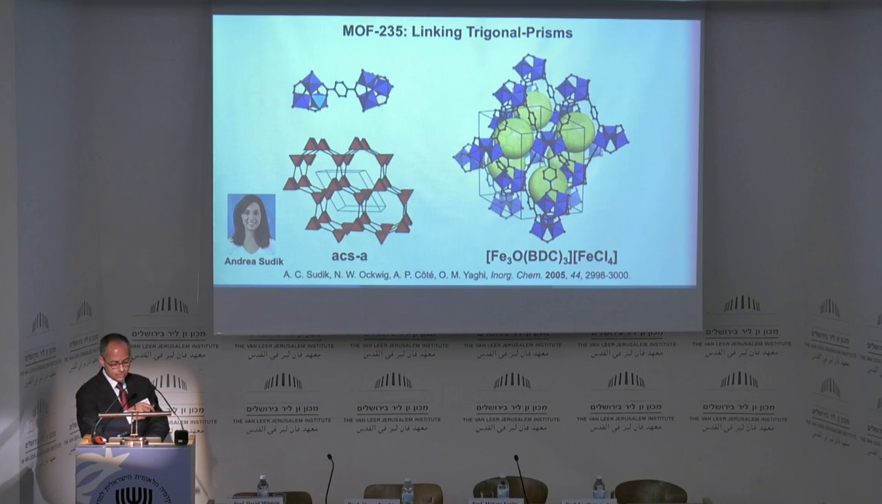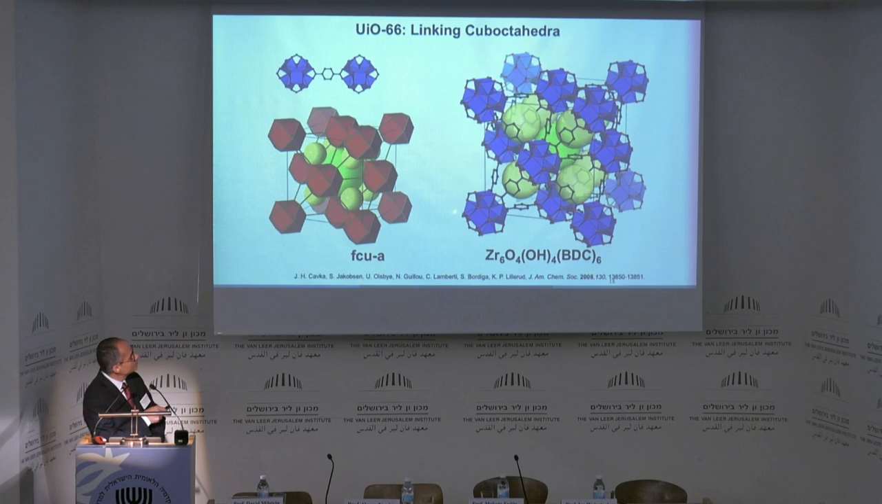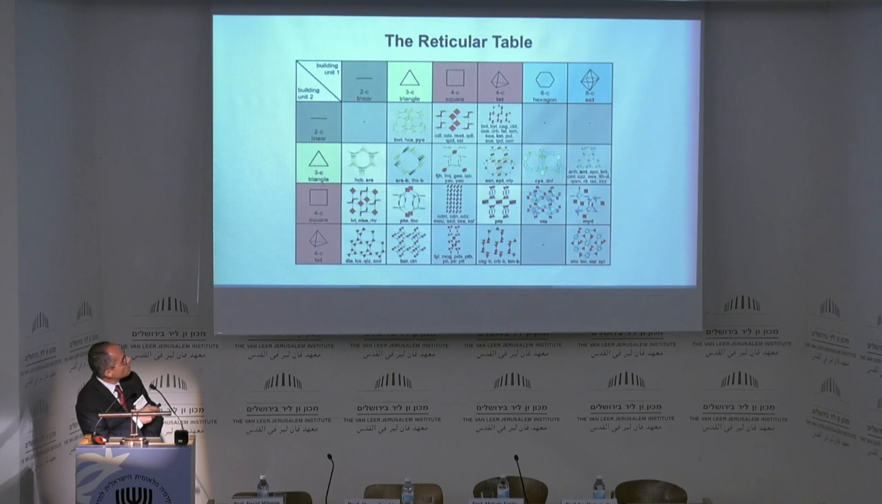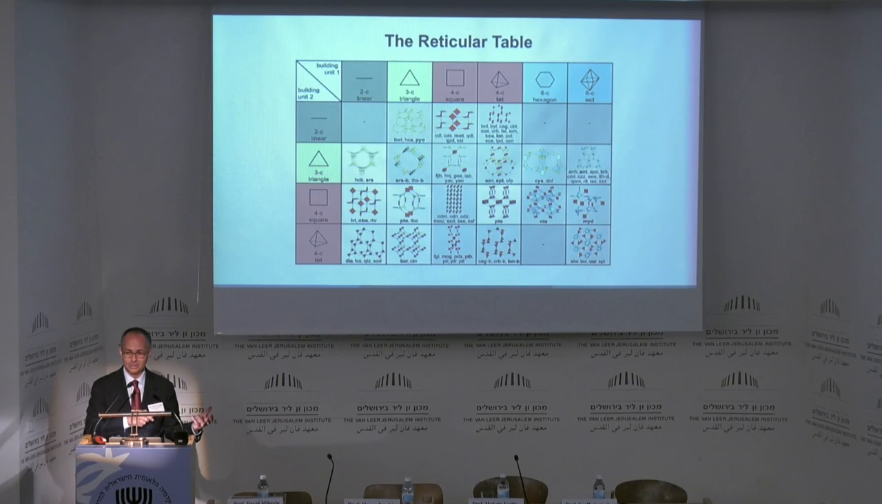You can link trigonal prisms to make new nets, link cube octahedra to make these fantastic structures that are not just architecturally and thermally robust, but also now chemically robust. They can be refluxed in water. They can be heated in acid and base. They are extremely stable structures. Linking cubes and squares, linking cube octahedra and squares, whatever you like could be linked in the same way, to make materials that are truly porous.